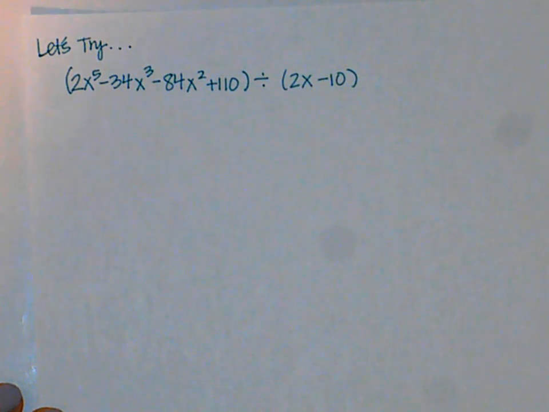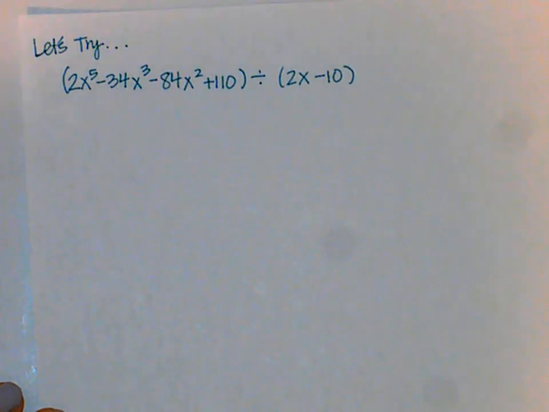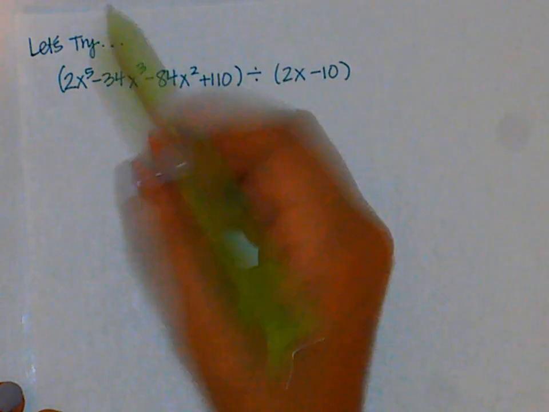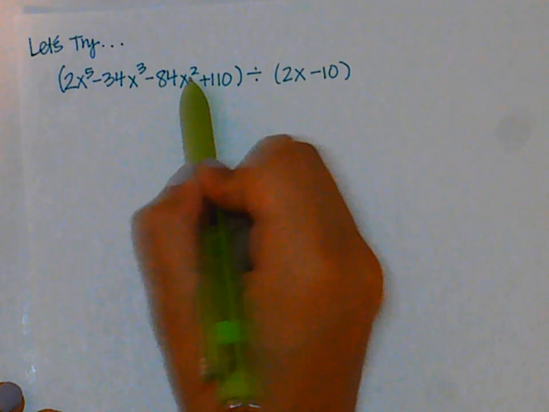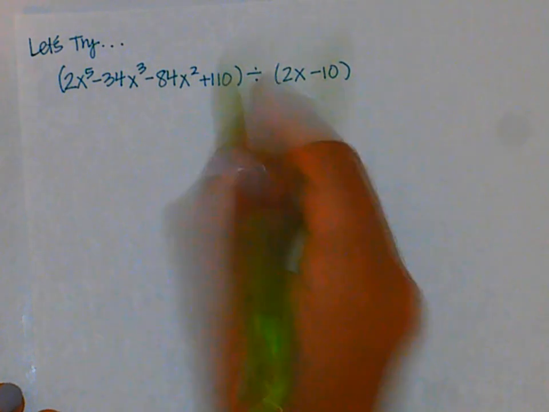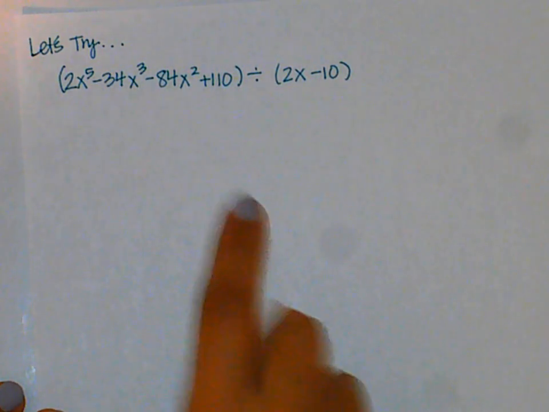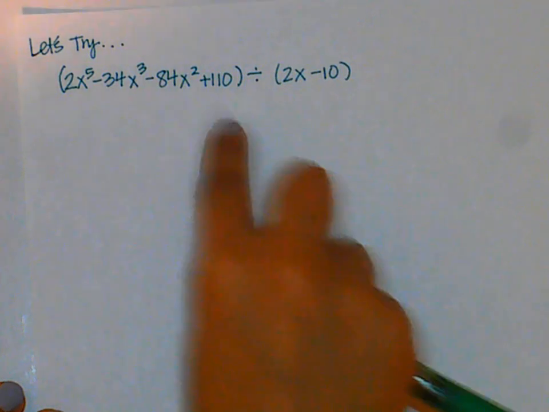Before I start though, I want to point something out, and it's really important for you to notice this. My exponents are going 5, 3, 2, 0. When I write this over, I need to make sure that I have a term for every exponent.